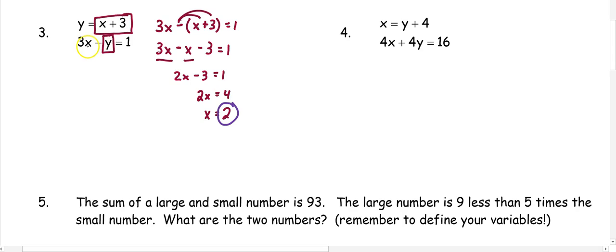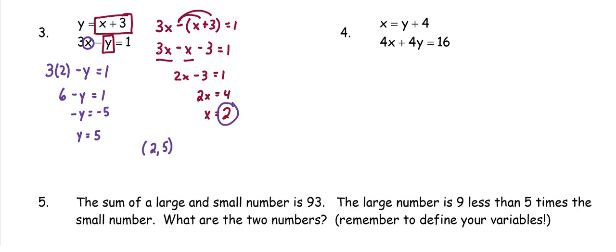So this time, let's use the second equation. So we have 3 times 2 minus y equals 1. 6 minus y equals 1. We're going to subtract 6 from both sides, so negative y equals negative 5. Divide by negative 1, so y is 5. So we would get 2, 5.